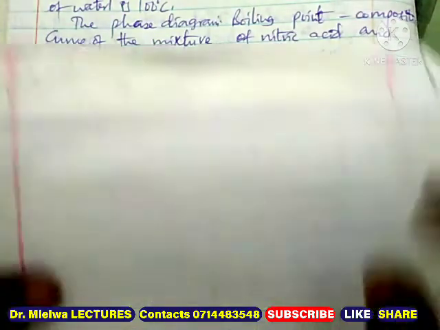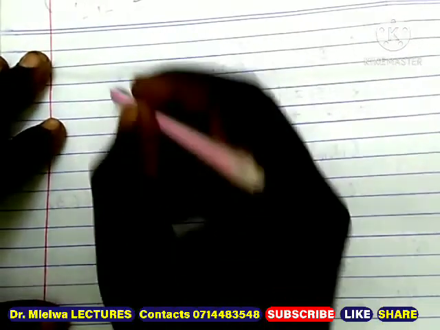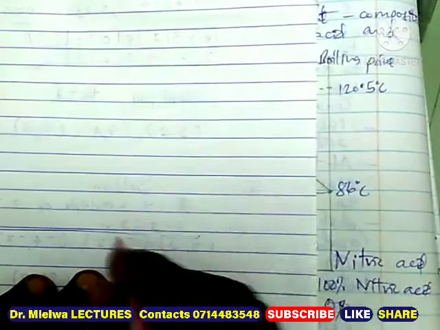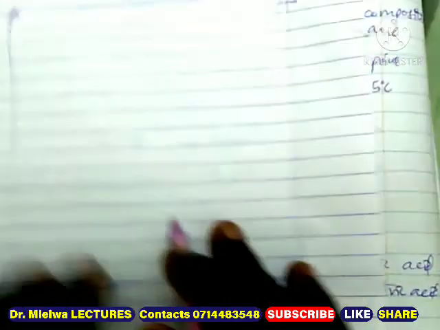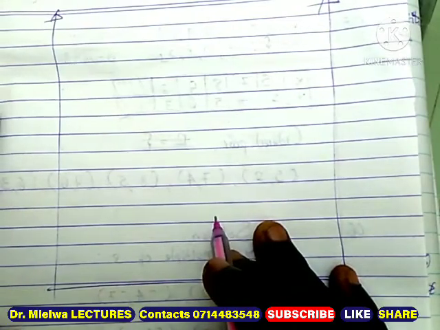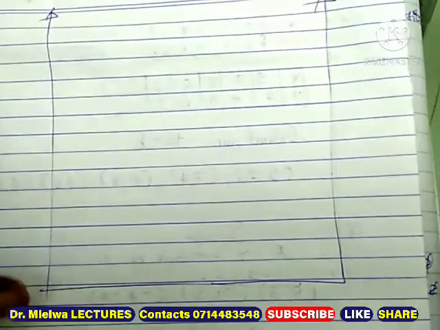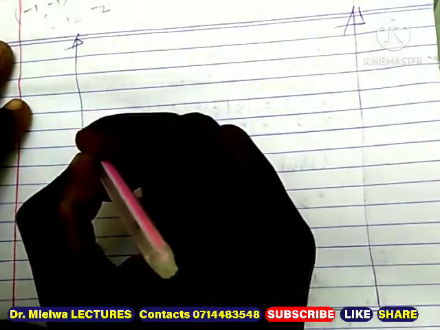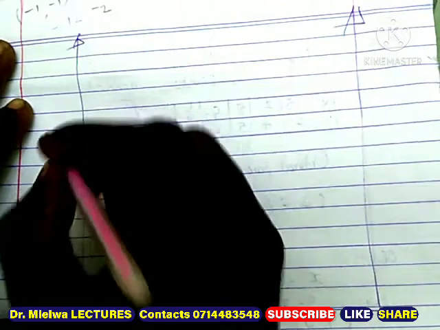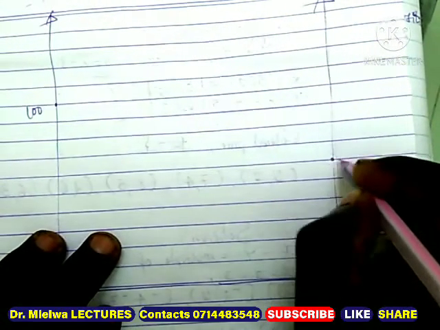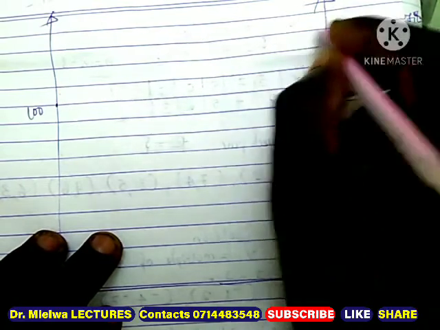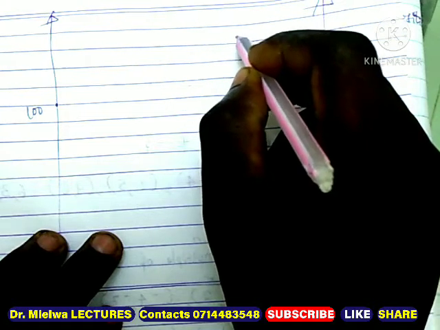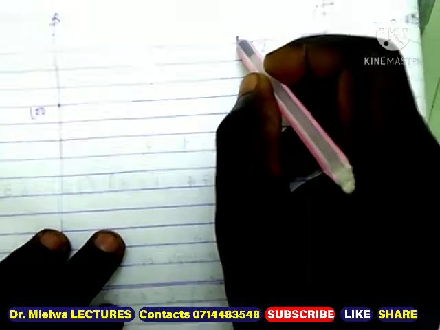Now the correct graph for hiyo liquid ningeweza kuichora hivi. Huku tuna water, huku tuna nitric acid. Ninafundishia notes ambazo nilijifunzia mwenyewe, lakini kwenye makosa tunarekebisha kabisa. So water inaweza ikawa iko hapa 100, then nitric acid inaweza ikawa iko hapa 86, then 120 labda ni hapa. So 68 lazima ilale huku.